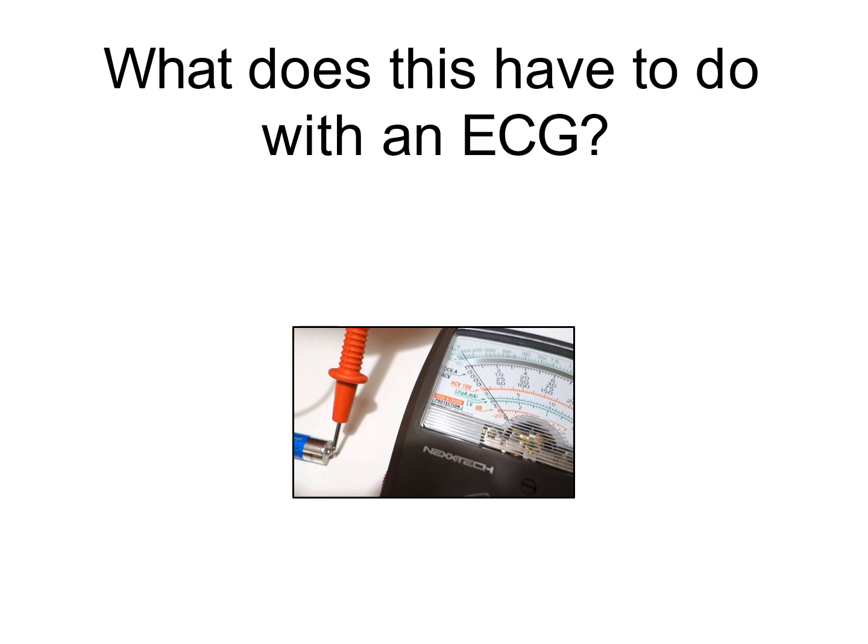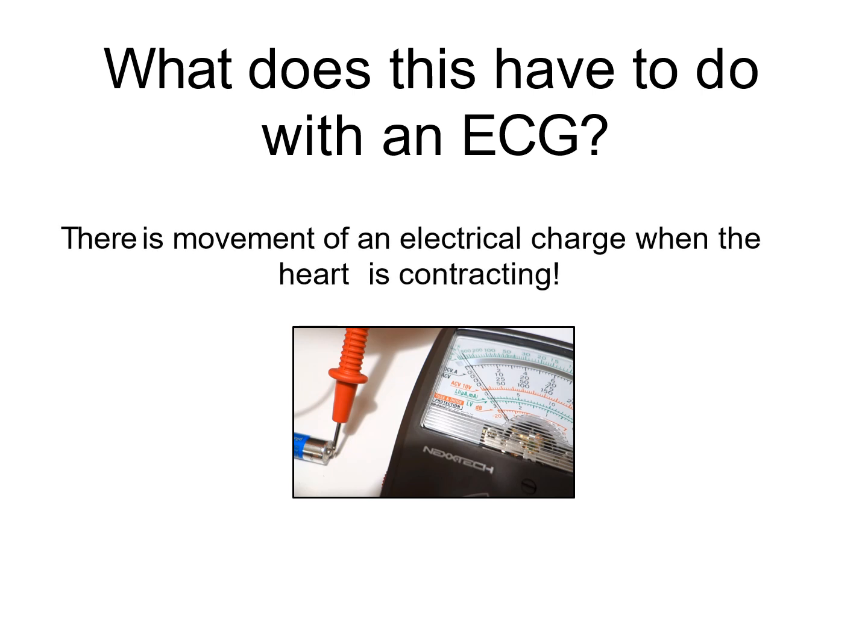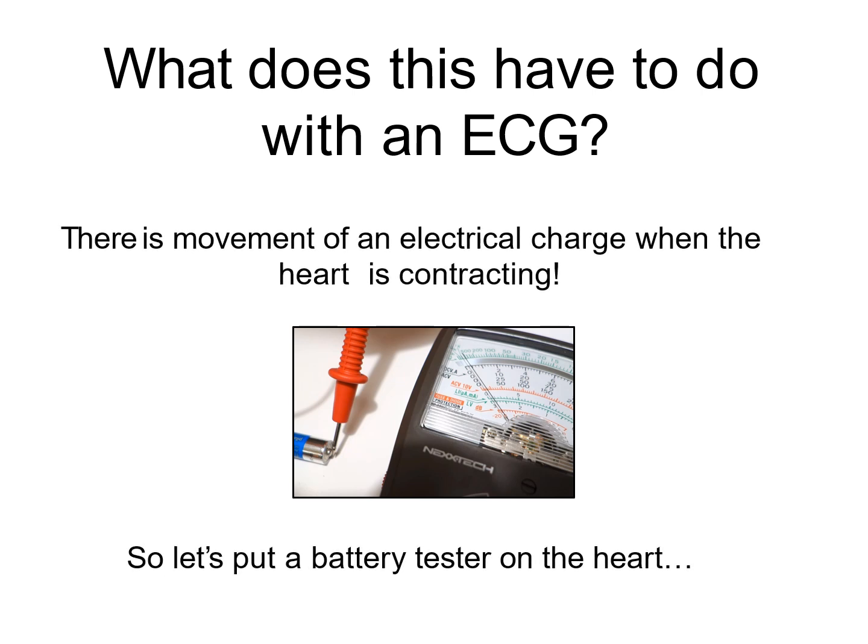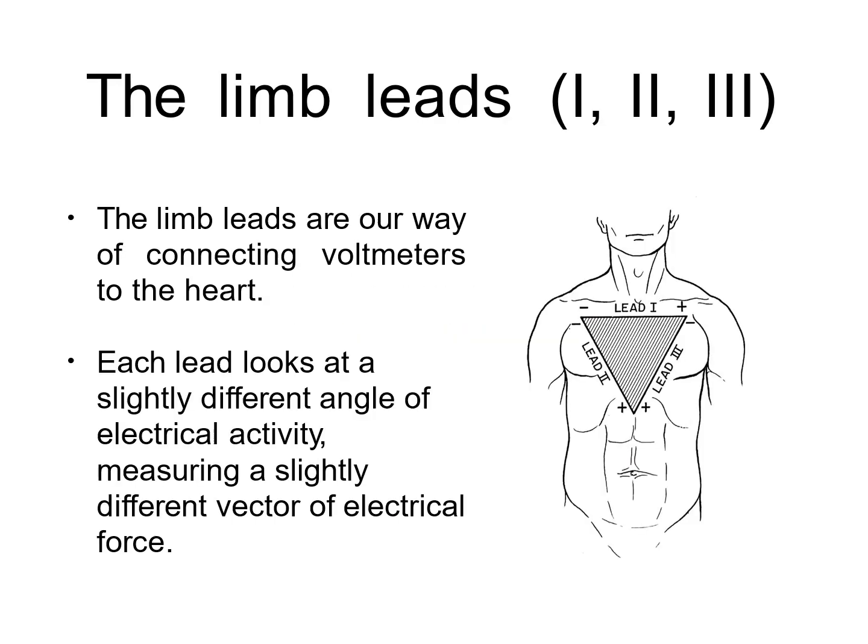What does this all have to do with an ECG? There is movement of an electrical charge when the heart is contracting. So let's put a battery tester on our heart. Limb leads 1, 2, and 3. Hopefully you've seen this photo before. That's on the right-hand part of your presentation. This is called the Einthoven's triangle. The limb leads are a way of connecting voltmeters to the heart.